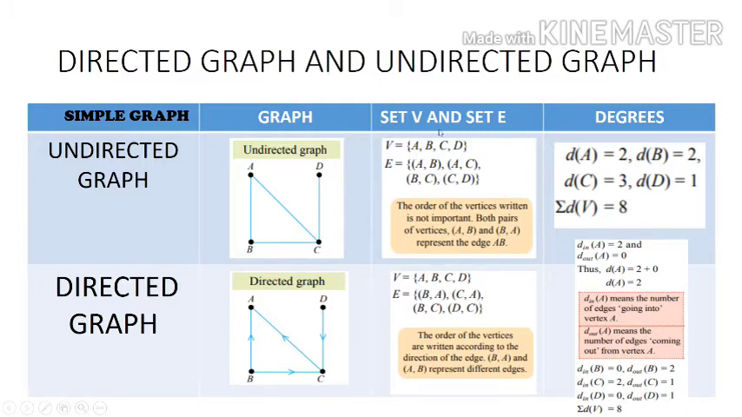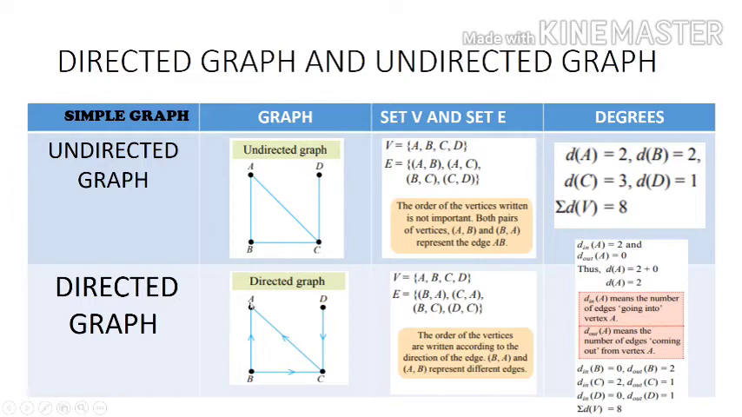And for the set V is A, B, C, and D, and the set of edges is A, B, A, C, B, C, and C, D. The order of the vertices written is not important. The sum of degrees is twice the number of the set of edges, that is 8.